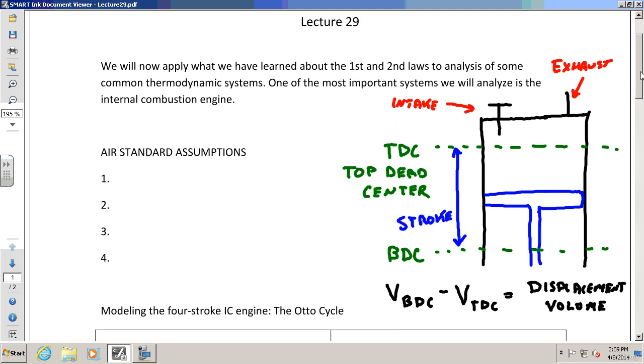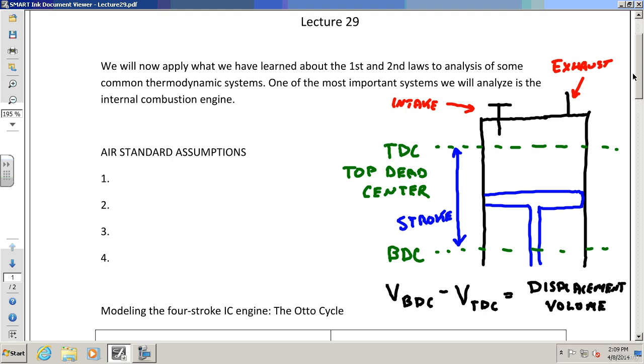So that's some basics there that we're going to have. We're going to go over the basic four-stroke internal combustion engine. We're going to model it using something called the Otto cycle. But before we do that, I want to get into what we call the air standard assumptions. These are the assumptions we're going to make whenever we model an internal combustion engine. They're going to be true whether we model it like we do today, which is the spark ignition engine, or when we do on Thursday, which is the diesel, because the cycles are slightly different.